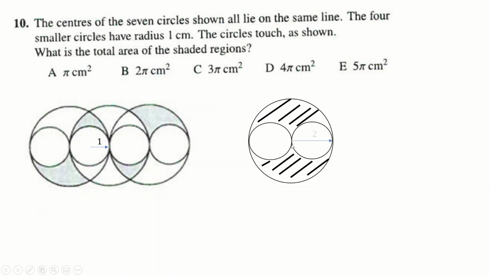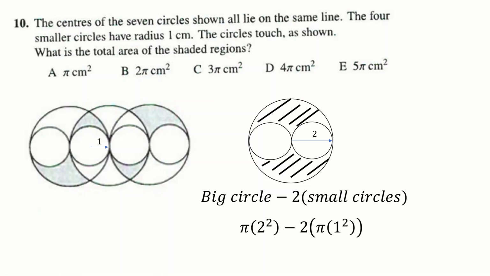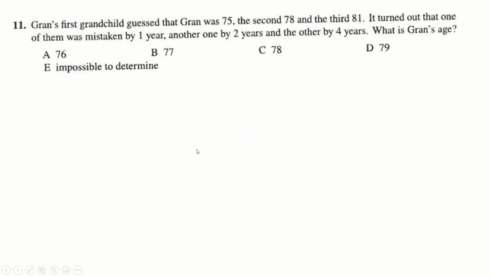So yeah, this has radius. The smaller circles have radius 1, so the bigger one has diameter 2, which means all I have to do is work out the area of the big circle and take away 2 smaller ones. So that's going to be pi times 2 squared. Take away 2 lots of pi times 1 squared. Of course, this is the radius of the big circle, this is the radius of the little ones, and you end up with 2 pi as your final answer. This makes 4 pi, this makes 2 pi left over.